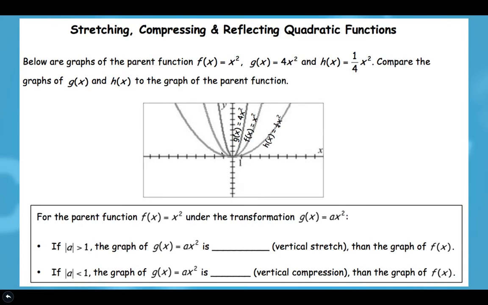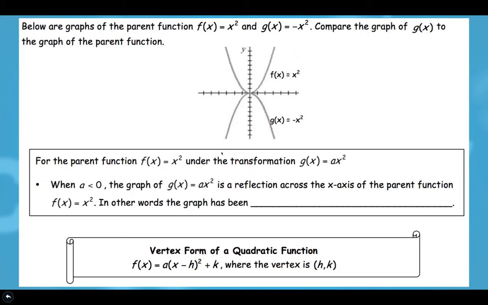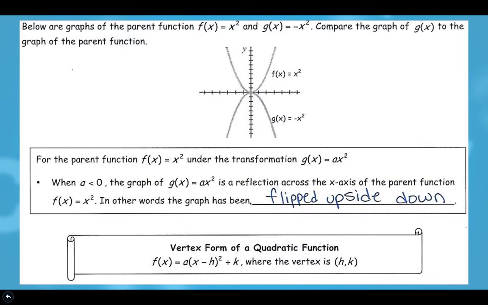Awesome. Let's keep going. So below are the graphs of the parent function, f of x equals x squared, and g of x equals negative x squared. And you are to compare the graph of g of x to the graph of the parent function. So here we were talking about this before. When we negated the function, it actually reflected in the x-axis. So in other words, the graph has been flipped upside down. It's another way for you to think about it.